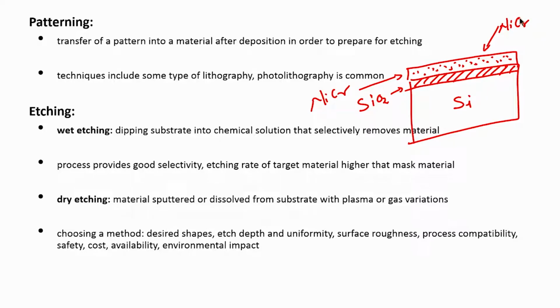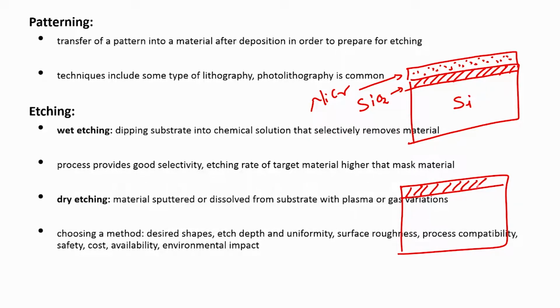What is the next step? You have to pattern this nichrome such that I will have a heater, right. I have to pattern the nichrome such that I can fabricate a micro heater. So, how to pattern this?